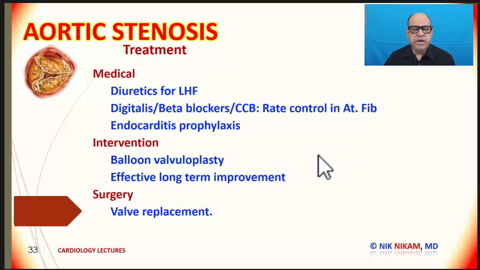Let's look at some of the treatment options that are available. Of course, the medical treatment will be directed towards treating patients with left heart failure with digitalis, beta blockers, calcium channel blockers to control rates in atrial fibrillation, along with endocarditis prophylaxis. The interventions include balloon valvuloplasty and valve replacement. And finally, we have the surgical option which involves open heart surgery with valve replacement. Let's look at some of the pros and cons of percutaneous intervention versus surgical treatment for aortic stenosis.